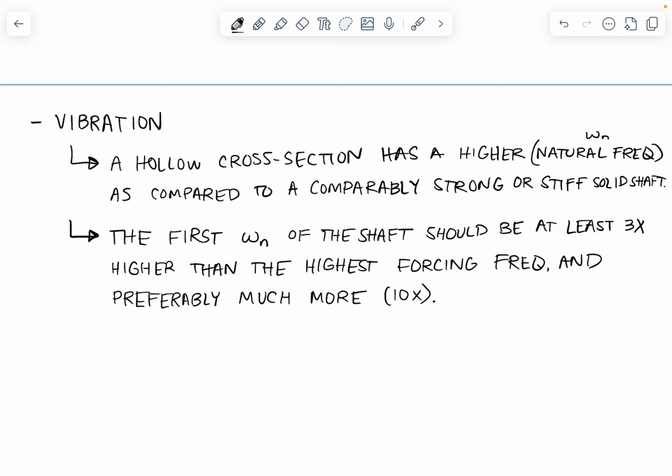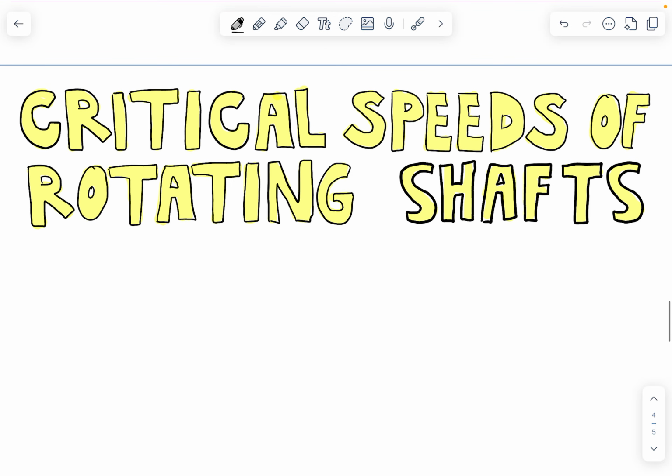We're continuing our discussion of shafts today, picking up where we left off last time. We had just started talking about vibration of shafts. And so let's dive into this topic, critical speeds of rotating shafts. To start us off, I just want to reiterate some definitions that you should know already from any dynamics class that you may have taken, just to get us all on the same page.